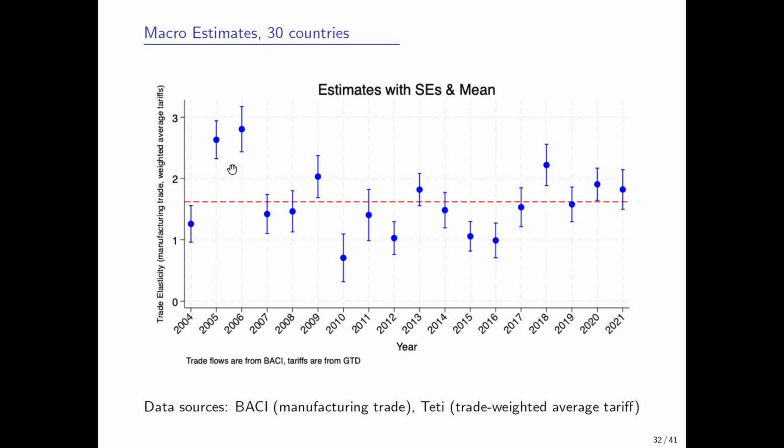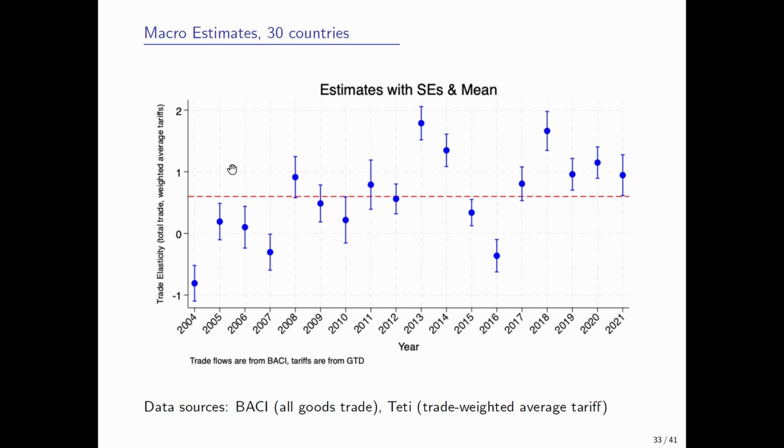What if you were to look at manufacturing trade again, but with a trade-weighted average tariff rather than a mean? The numbers are all over the place year by year. Also, if you look at the total trade year by year with the weighted average tariff, the numbers are again all over the place, reflecting that cloud that I showed you earlier.